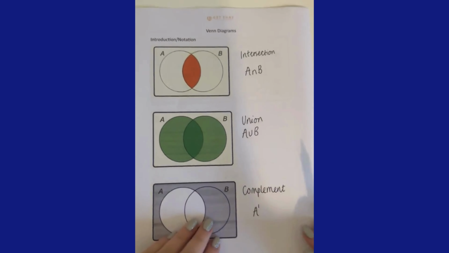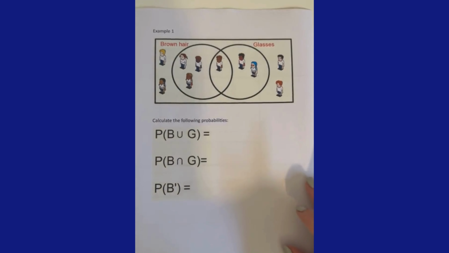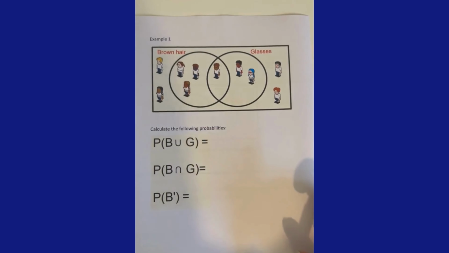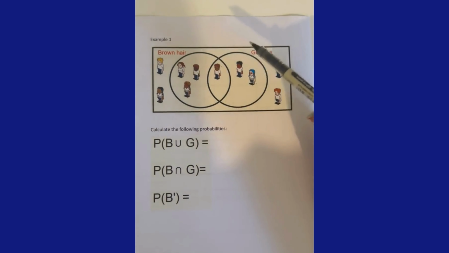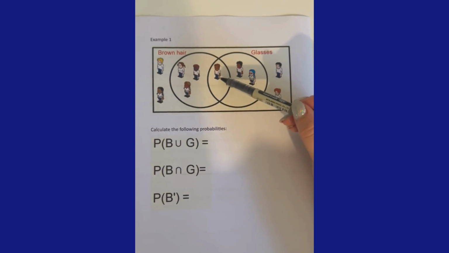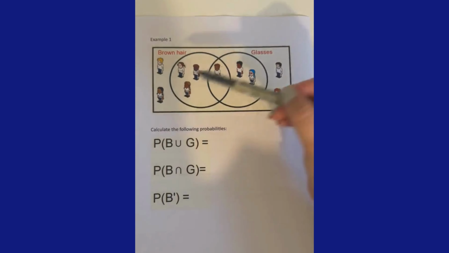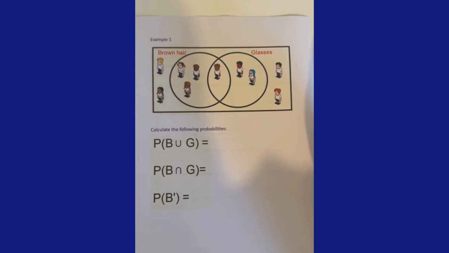So let's have a look at what some questions might look like. Example 1: we've got some people here and they have been sorted into a Venn diagram. We've got people who have brown hair, people who have glasses, one person in the middle who has brown hair and glasses, and then we've got these people on the outside that do not fit into those categories. The question then says, calculate the following probabilities.